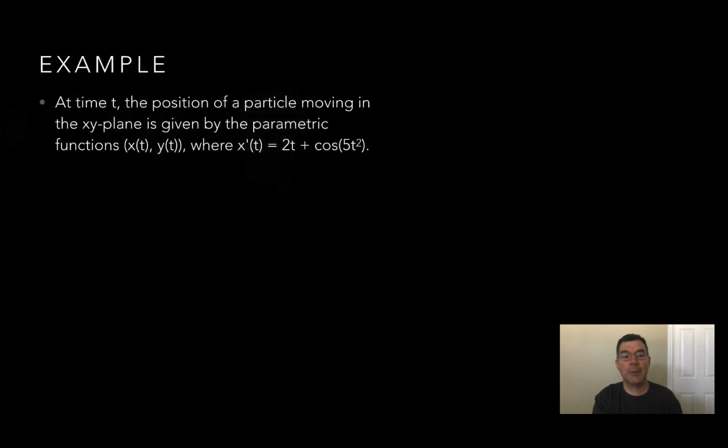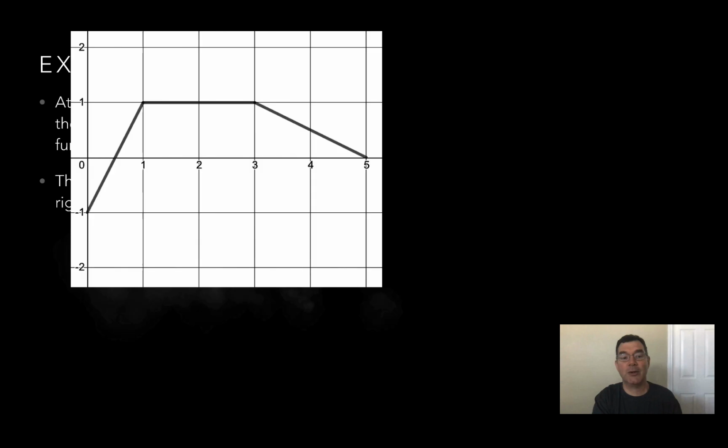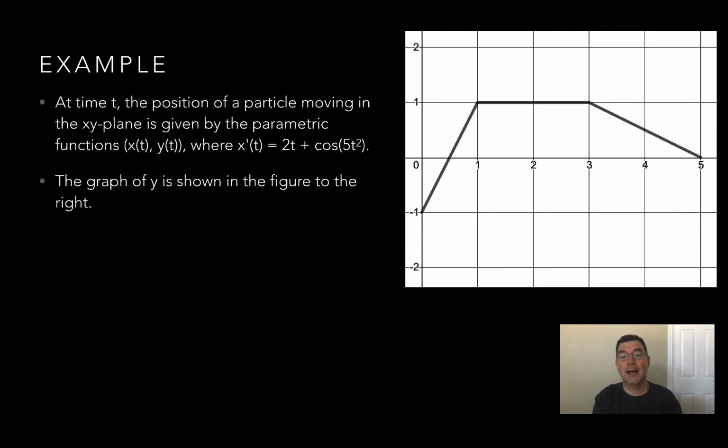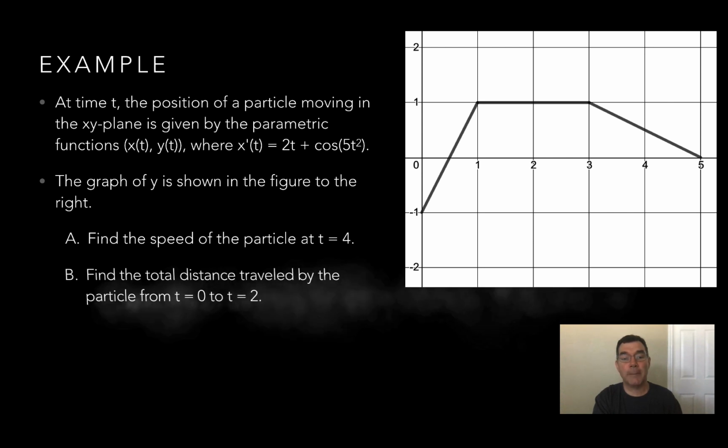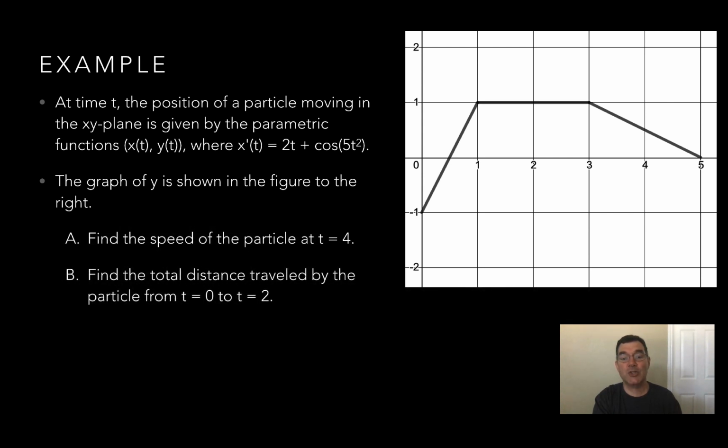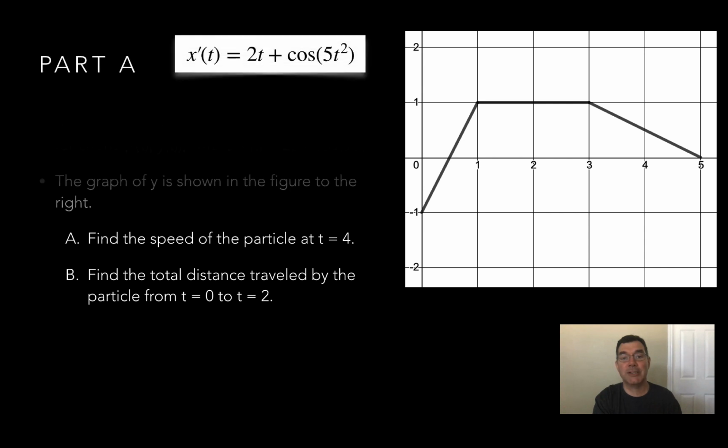Okay, so here's an example. At time t, the position of a particle moving along the xy plane is given by the parametric functions shown, where x prime is 2t plus cosine of 5t squared, and the graph of y is shown here. So I don't really have a function for this, but I can read what the y coordinates are for every point. So I need to find the speed of the particle at t equals 4. And I need to find the total distance traveled by the particle from time 0 to time 2.